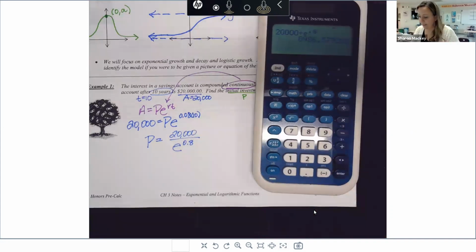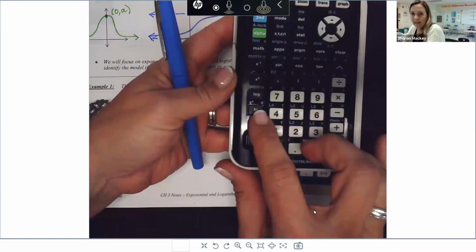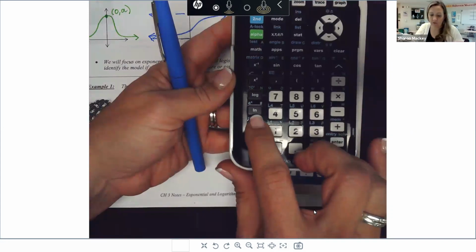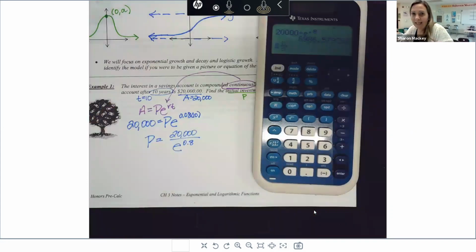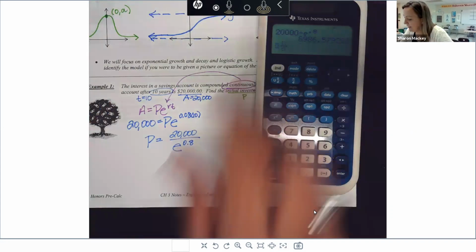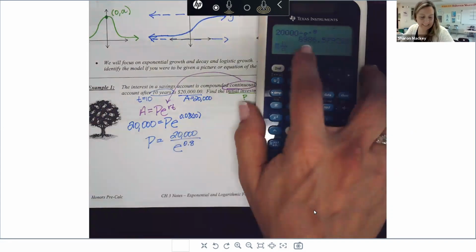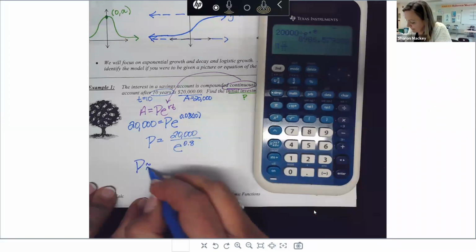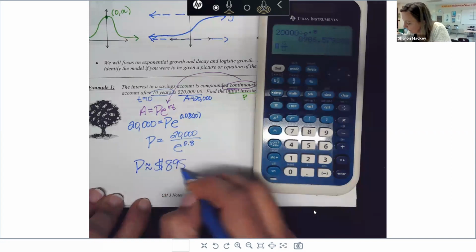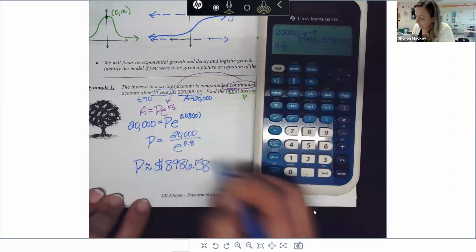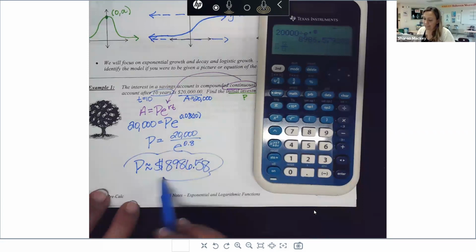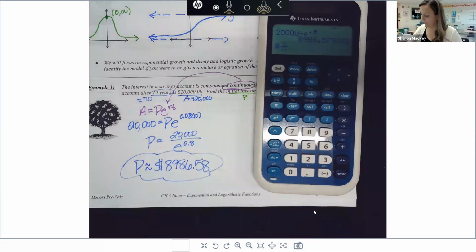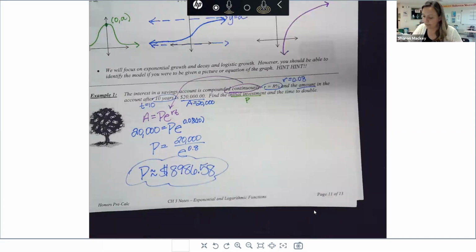If you're using your graphing calculator on assignments, we know that the e to the x key is here, the second function of the natural log key. But here we get $8,986.58. So if we round to the nearest penny, which would make sense in this case, we would get that is our initial investment, $8,986.58. So then the next part is asking for the time to double.